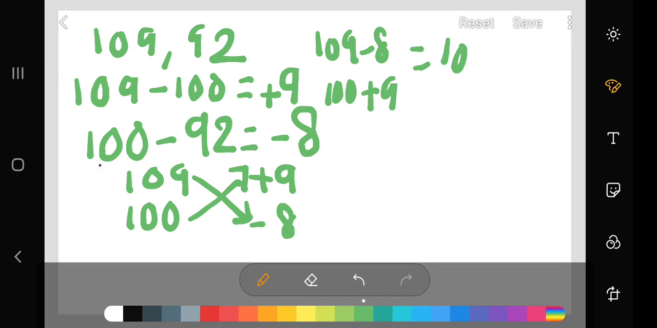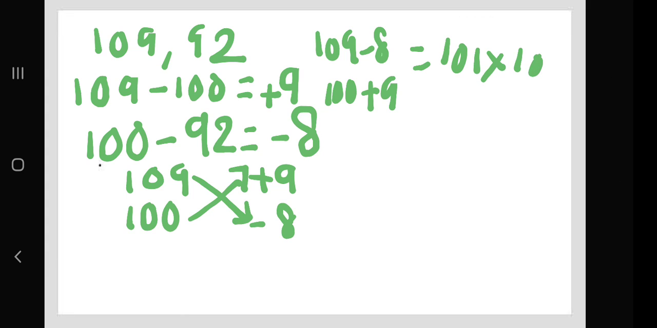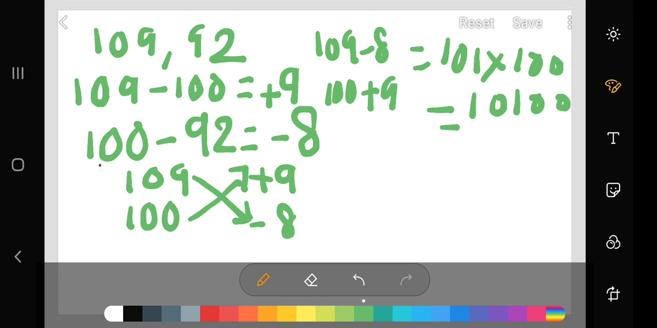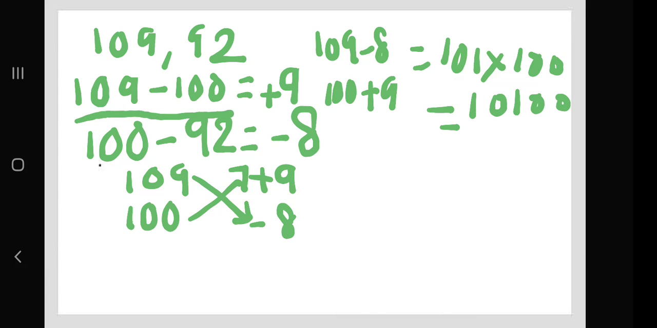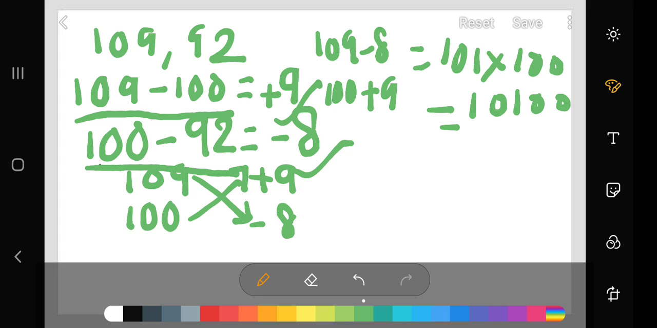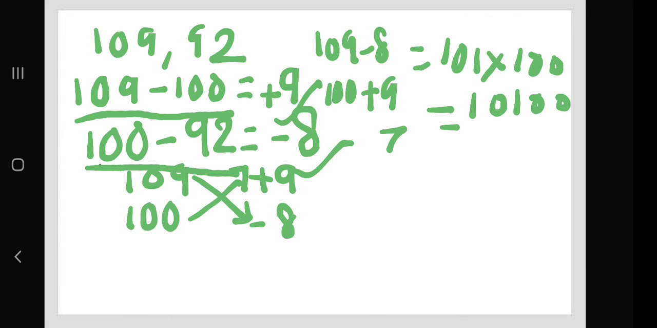So here we will get the resultant as 101. For both equations we will get the same resultant, that is 101. Now the next step is we will multiply this resultant with 100. So we will get 10100. Now the next step is we will multiply both the differences that we got from 109 minus 100 and 100 minus 92, that is 9 and 8. So 9 into 8 is 72. Now we are getting 72.